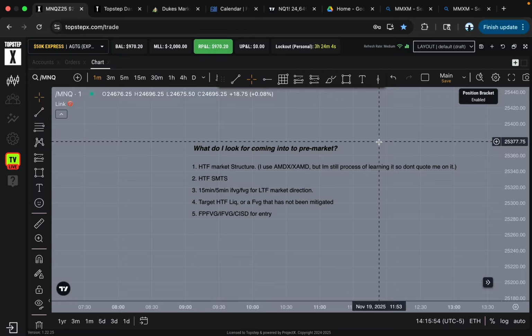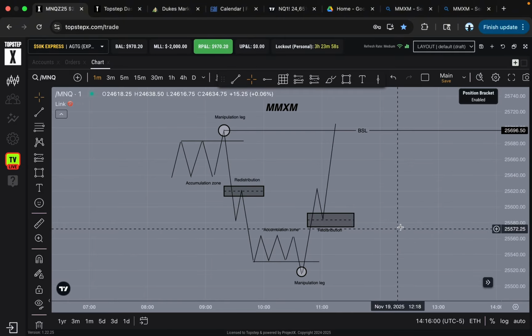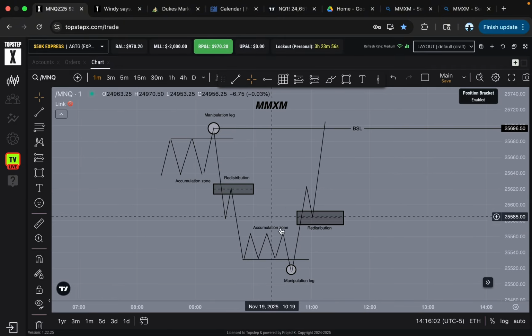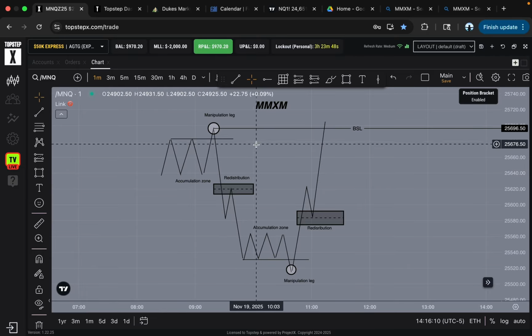What does that mean? Market makers sell models and buy models. So let me show y'all what that looks like. Okay, so this is a market maker model. This is a market maker buy model. But listen, vice versa for the sell. Same thing, but vice versa.